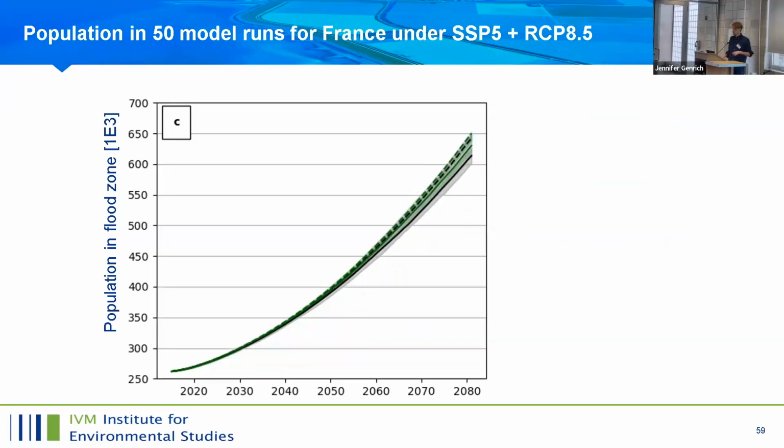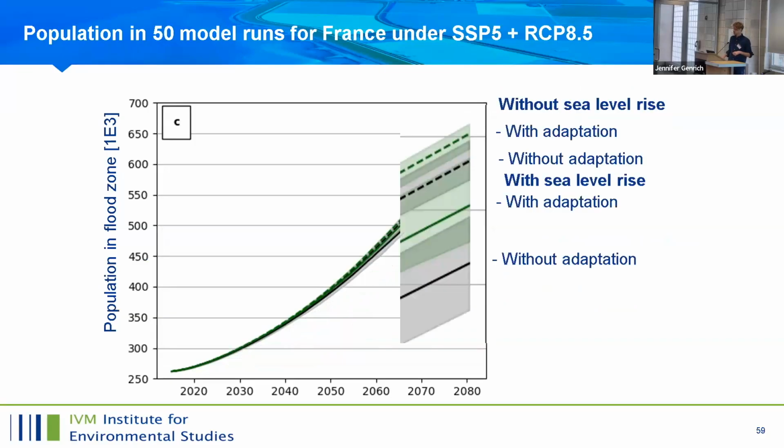So when looking at the population, we see a smaller response, but there is a response as well. So when accounting for adaptation, we see that more people will live in the coastal floodplain, meaning that fewer people will have decided to move away. And the same applies when not accounting for sea level rise. There's also an effect of adaptation on the population development, because also now there are coastal hazards that play a role in shaping these decisions.